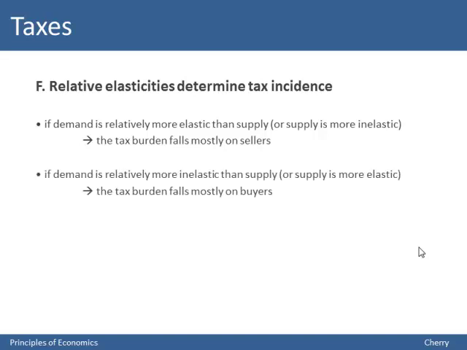Now let's look at the other case where demand is relatively more inelastic than supply. Right? In this case, it's the buyers that need that transaction more than the sellers. Right? So the buyers might not have as many alternatives as the sellers. So in this case, the tax burden is going to mostly fall on them, the buyers. Right? Because the sellers don't feel like they have to bear as much of the burden of the tax, given that the buyers don't have as many places to go. The buyers are more locked in.